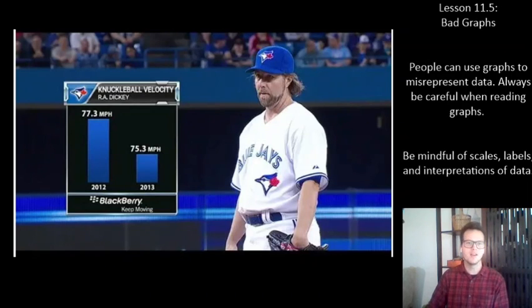Okay, let's lighten things up a little bit. We got some baseball graphs here. So this guy was a pitcher, let's see, in 2012, 2013. He probably pitched other years too, I don't really know. But in 2012, he had this knuckleball that had a velocity of 77 miles an hour. Awesome, that's super. And then the next year, it went way down, as you can tell by the graph. It went down to 75.3 miles per hour. Yeah, there's a difference there, sure, but is it that graph? It looks like it's half the speed. What the heck? Bad graph.